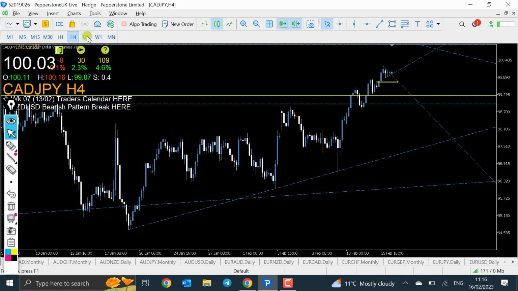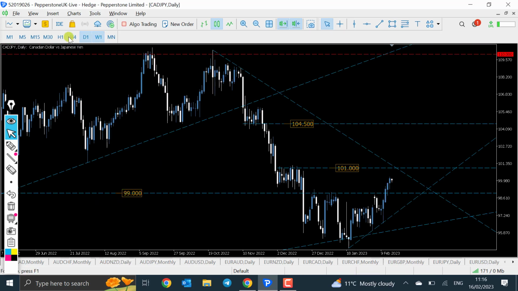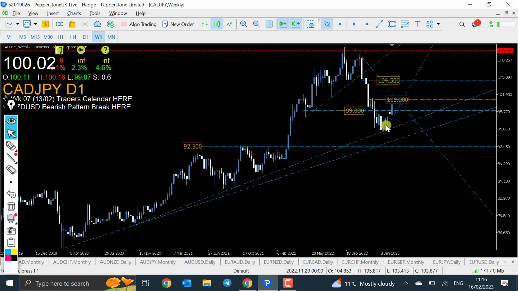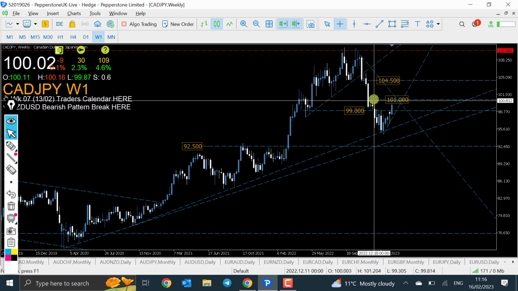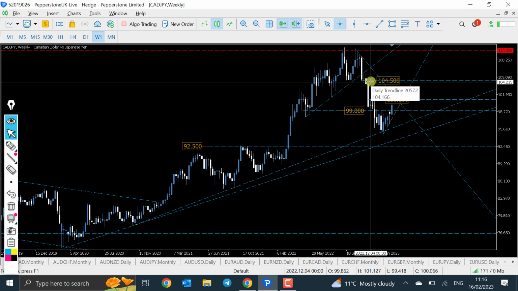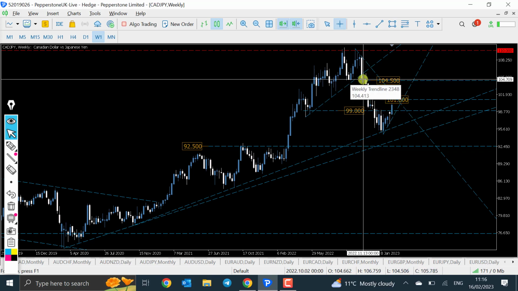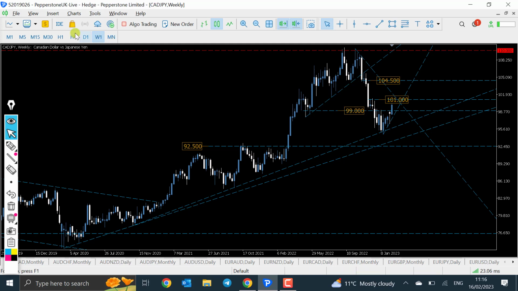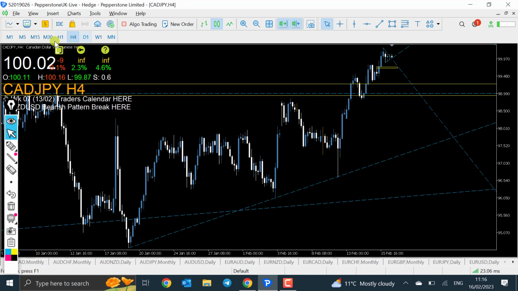Now I wanted to bring up CAD yen again because if we do go up to that weekly time frame, we can see that price recently found support at this trend line. It's bouncing to the upside. Those recent highs at the 101 look likely to be tested. If we were to trade above the 101, we've got the 104.50 to go up to next, which is that double top neckline. So really like the idea of staying long in this market.